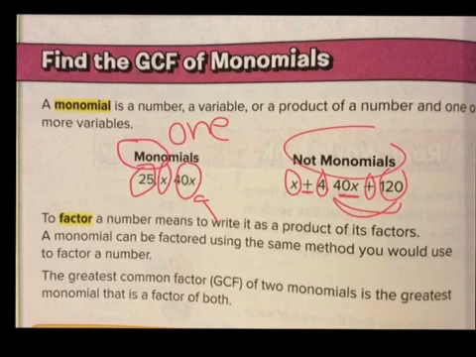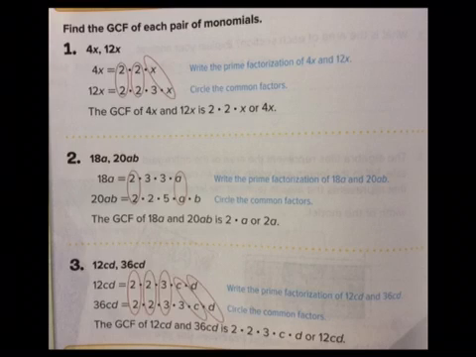To factor a number means to write it as a product of its factors. A monomial can be factored using the same method you would use to factor a number, when we're looking for the greatest common factor. The greatest common factor, or GCF, of two monomials is the greatest monomial that is a factor of both. And that's what we've been searching so far. This lesson will remind you of how we used to do prime factorization in 5th grade.